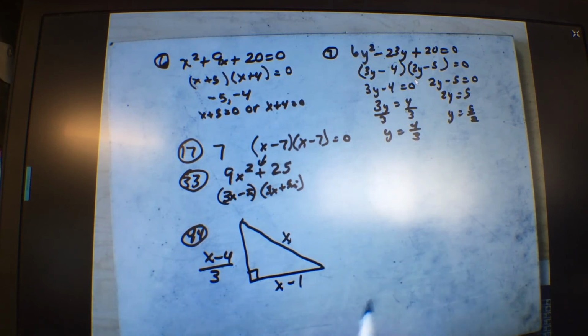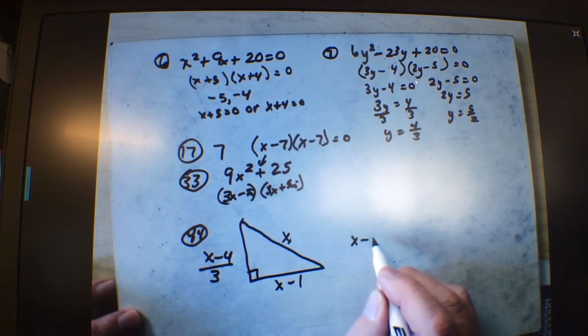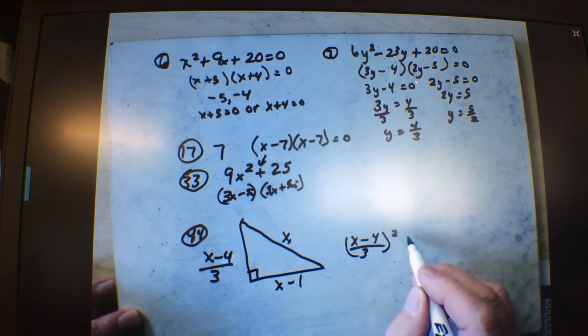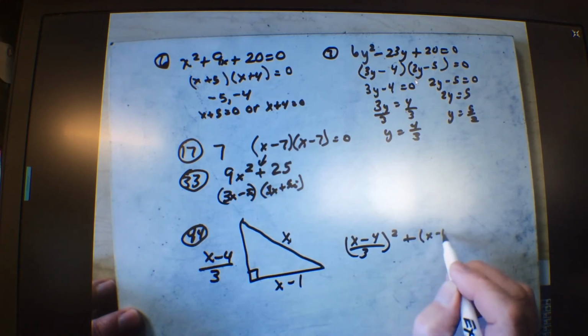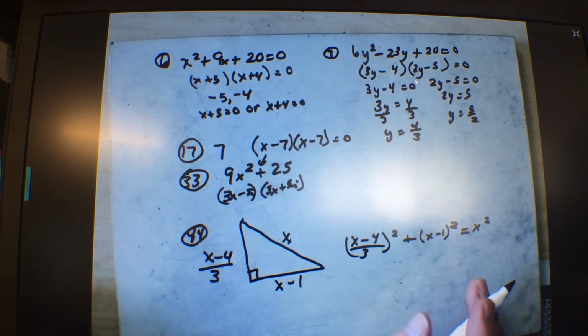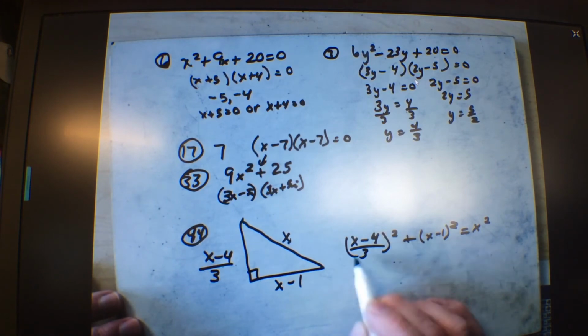Now it says find the dimensions of the triangle. So what do we have to do? (x minus 4 divided by 3) squared plus (x minus 1) squared equals x squared, right? Yes, the Pythagorean theorem. Okay, now I want to show you this right here. This is x minus 4.